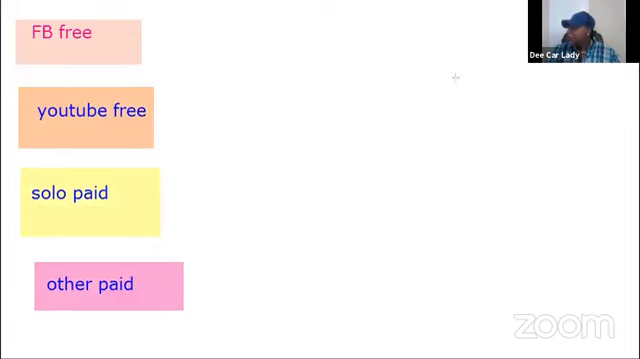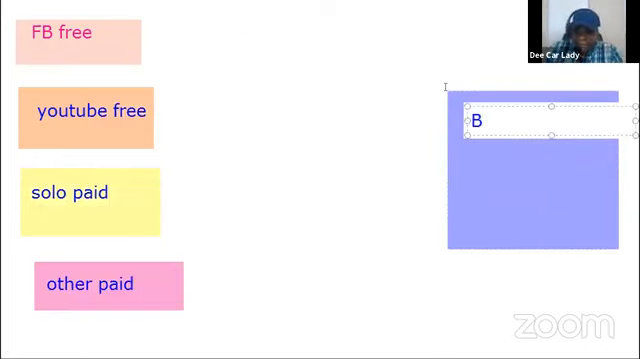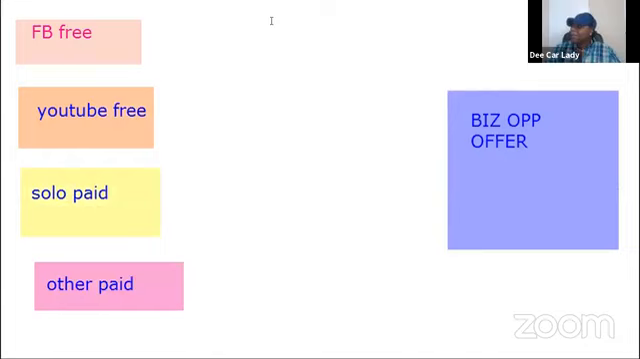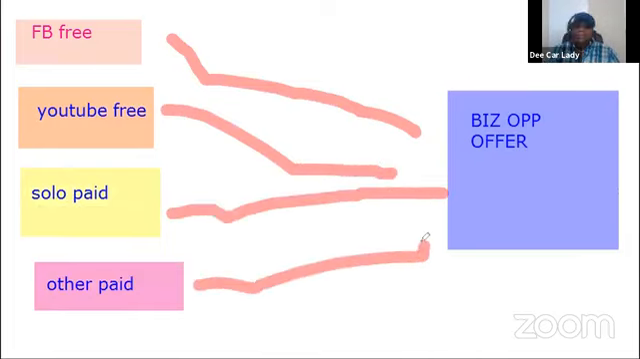That is going to be over here, and let's just type this in. This is going to be our BizOp, or our offer. The name of the game is you want to get traffic from these areas over to your BizOp. You want to get all the traffic over here, over to your BizOp or your offer. That is the name of the game.